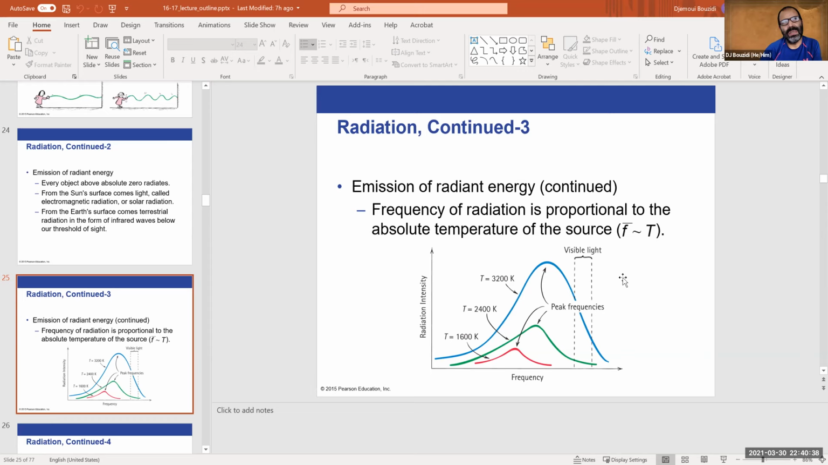For a star like the sun, at 5,500 Kelvin, it peaks exactly in the middle of the visible region. Another star, for example Rigel, peaks even higher than that. So stars can appear with different shades of color. Betelgeuse peaks a little lower than the sun. The surface temperature of Betelgeuse is less than that of the sun. That's why, if you look at it, it looks kind of yellowish, or orangey probably.